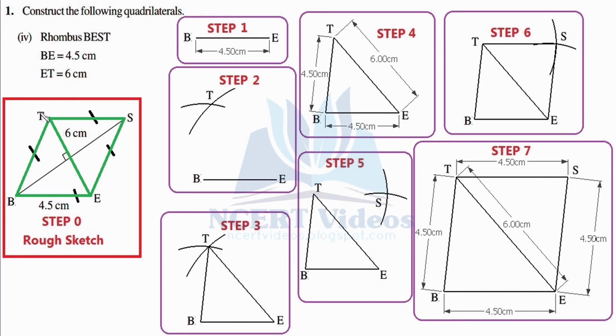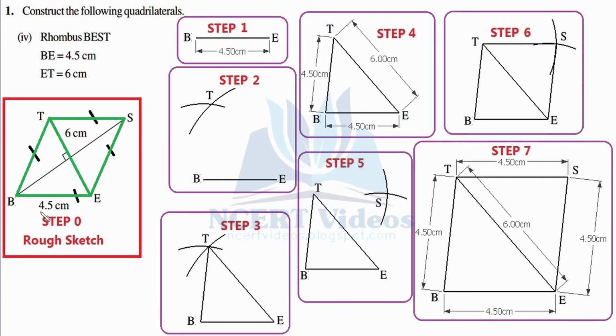Then we will construct a line segment to T, which should appear parallel to this line segment BE, because opposite line segments in the case of rhombuses are parallel to each other. Then it is a matter of connecting it, and this must appear parallel to this line segment. That is, line segment BT must appear parallel to line segment ES. With this, we have constructed our rough sketch. With the help of this rough sketch, we will be able to construct the actual rhombus BEST with actual measurements.